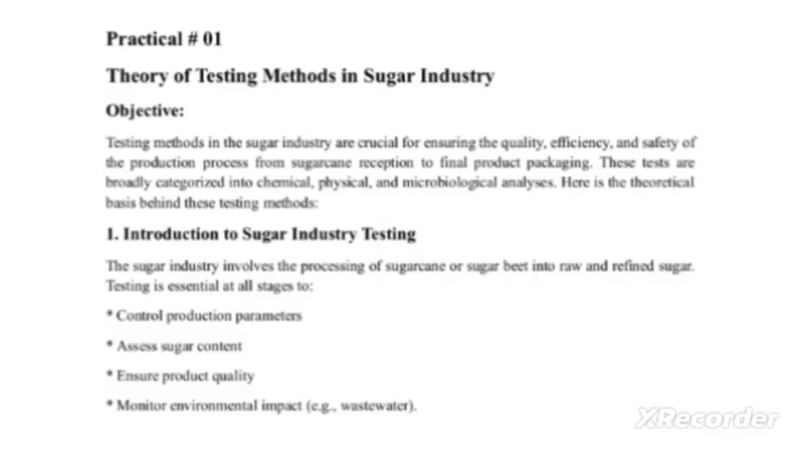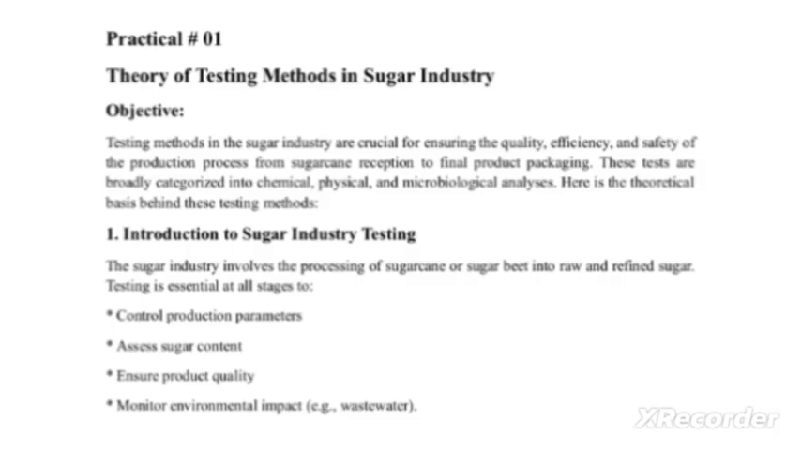First, introduction to sugar industry testing. The sugar industry involves the processing of sugarcane or sugar beet into raw and refined sugar. Testing is essential at all stages to control production parameters, assess sugar content, ensure product quality, monitor environmental impact, e.g., water waste. Second, key testing methods and their theory.